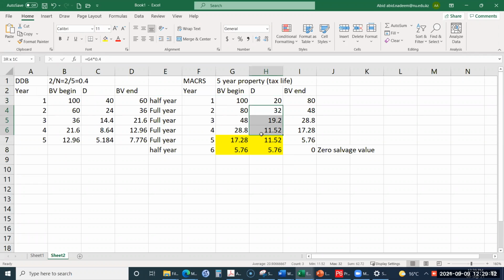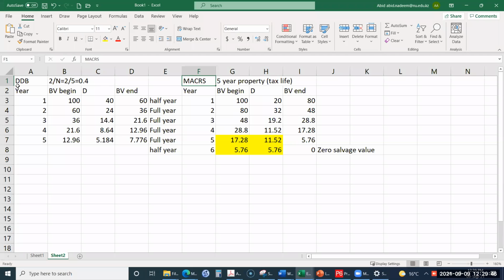Then we applied the 40%. What does half year, full year mean? I mean, why half year? Because this is the half year convention. And this system, MACRS, is a standardized system, whereas the double declining balance method is a generic system.